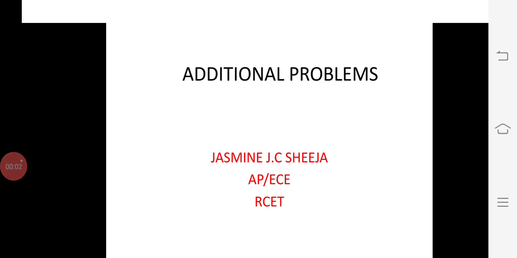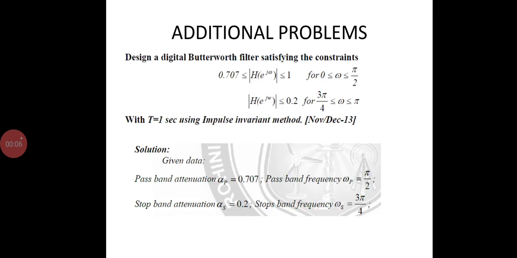Now let us see some problems in the second topic, that is Butterworth filter and Chebyshev filters. Now let us see some problems. Design a digital Butterworth filter satisfying the constraints. They are given the constraints, and with T equal to 1, using the impulse invariant method. This is a repeatedly asked question.